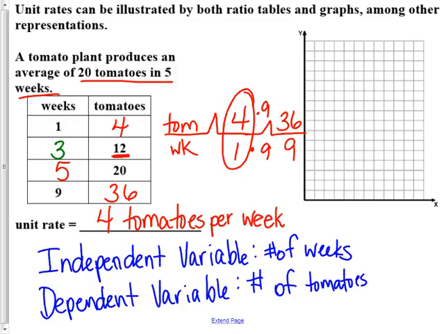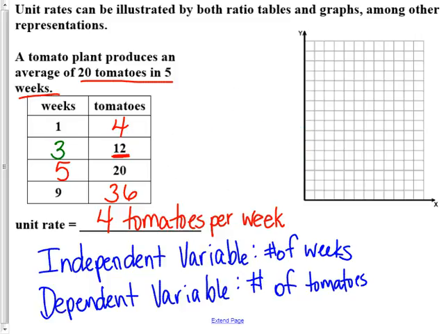Now, one more thing to do, and that's to graph this. So when we graph this, again, all of this, the ratio tables, the function tables, the independent and dependent variables, the unit rates, all of this kind of ties together. You could even look at this ratio table and say, well, can I not do this as x for weeks and y equals 4x? Well, yeah, you can. That relationship does exist. For every week, there are 4 tomatoes. So there are 4 times as many tomatoes as there are weeks.